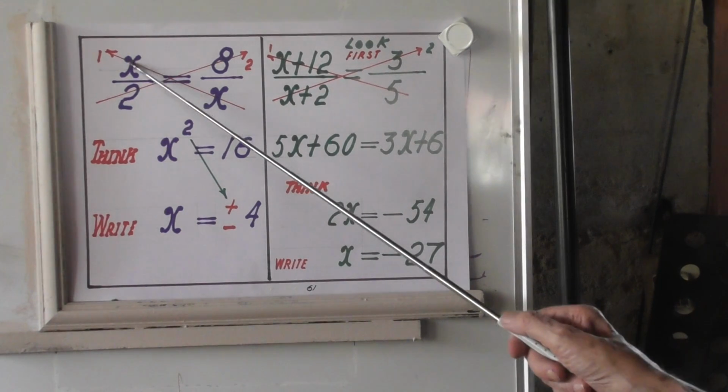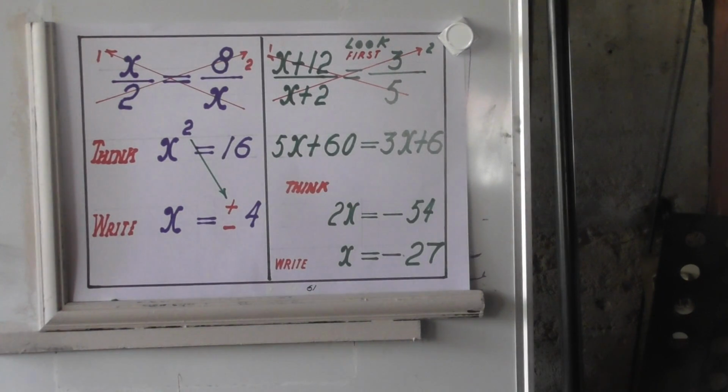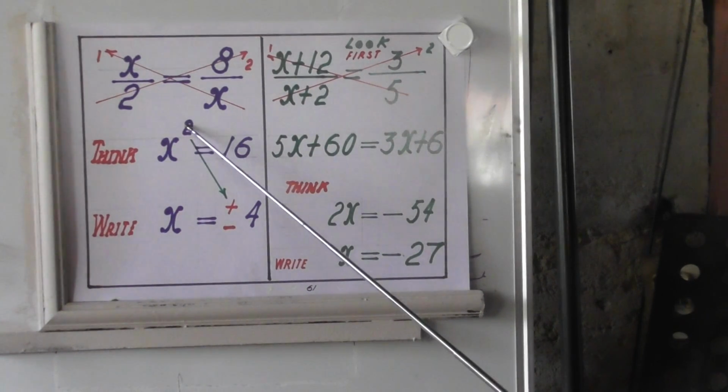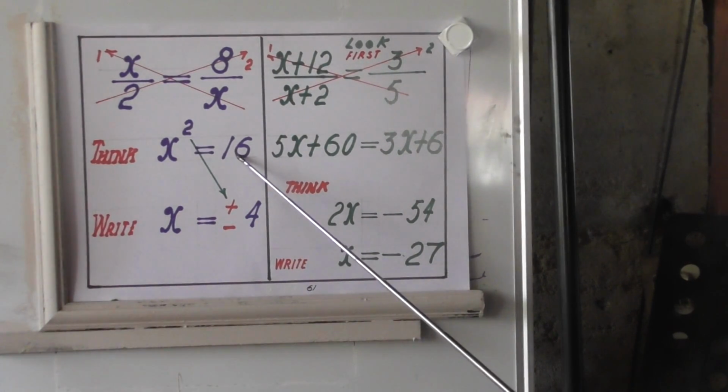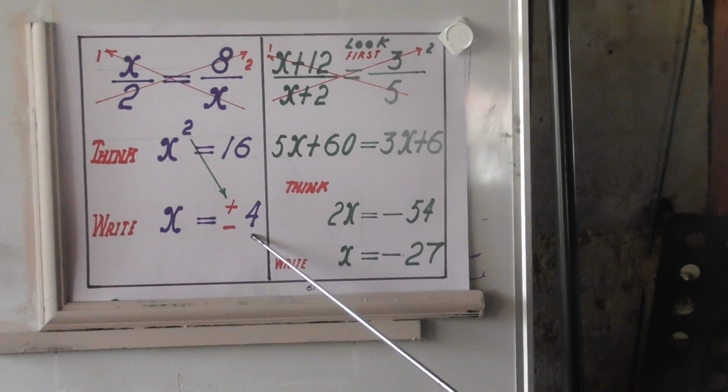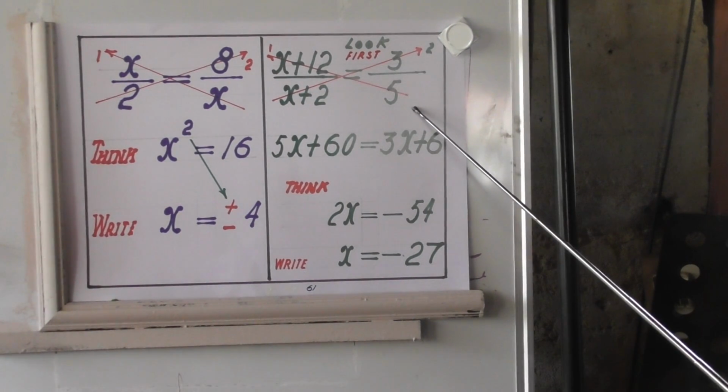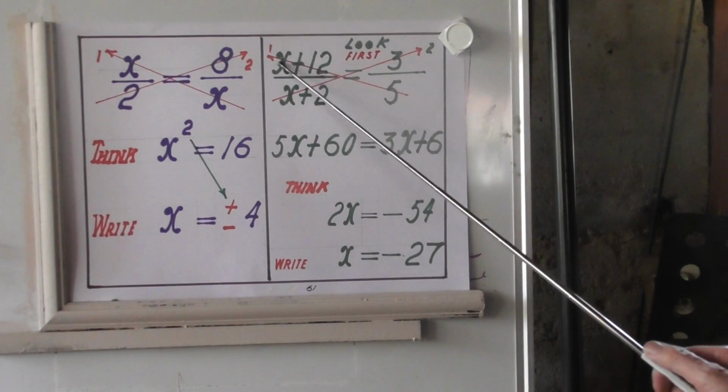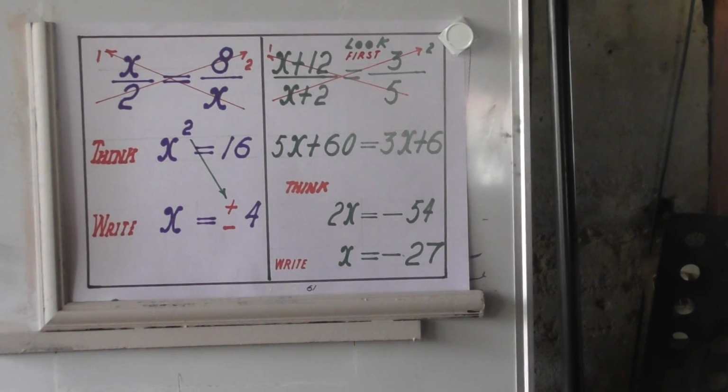So x squared is 16. It is an even index, so we have again the square root of 16. The opposite of square is square root. But we don't write that down because we do that mentally. Because we know that 4 times 4 is 16. Same here. This line equals that line. And you look first.